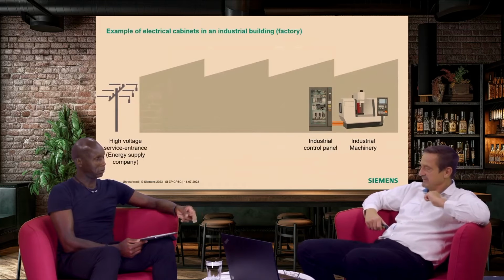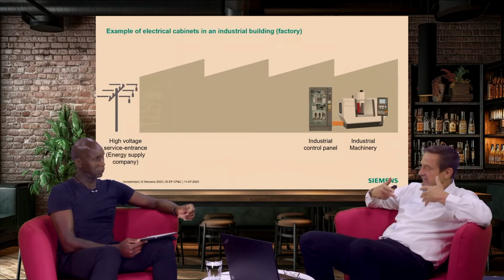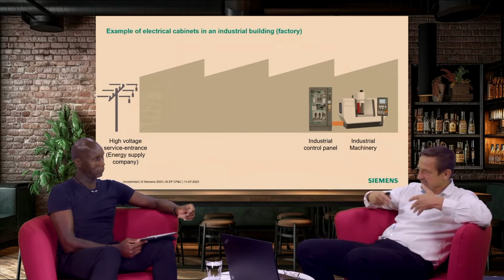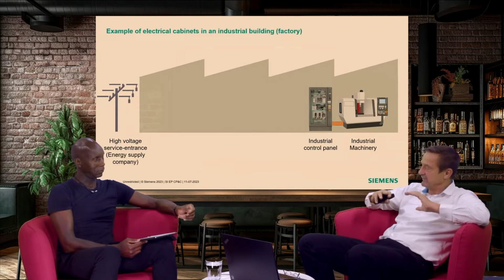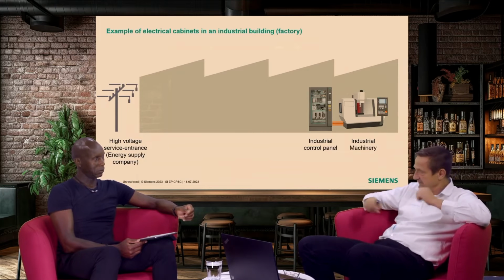For example, the classic is an industrial control panel. It is normally custom built for specific industrial machinery, and the industrial machinery is normally located in a big factory, in an industrial building.